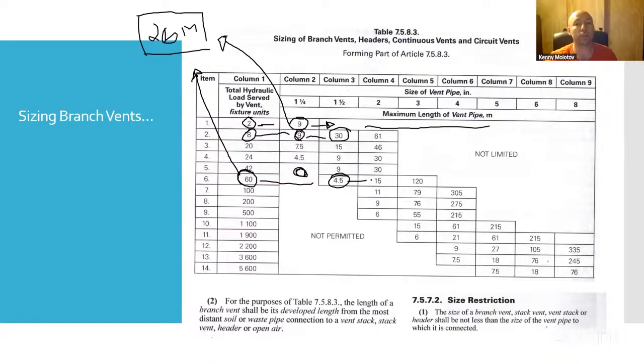We're allowed to use a 2-inch branch at this point for 15 meters. Are we below 15 meters or above? We're above 15 meters. We're at 26 meters. So we go one more distance, and that's 3-inch, 120 meters. Are we within that? Yes, we are. So we have to upsize our vent to 3-inch at this point, okay?